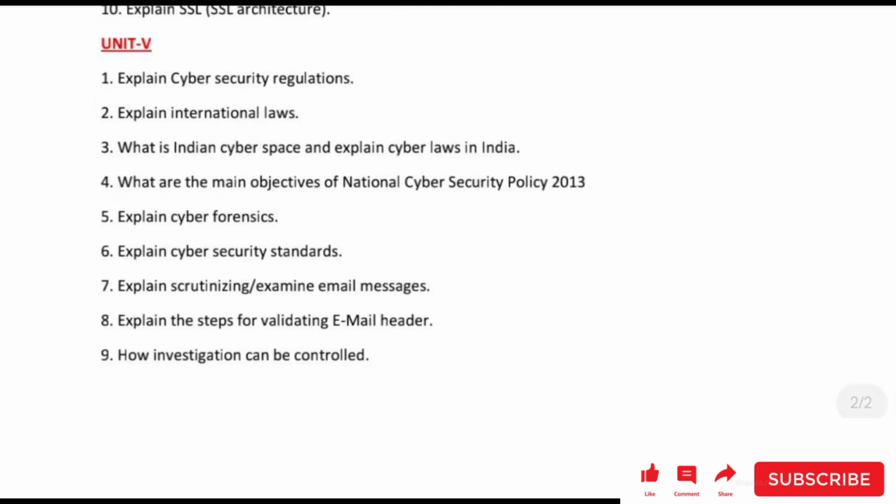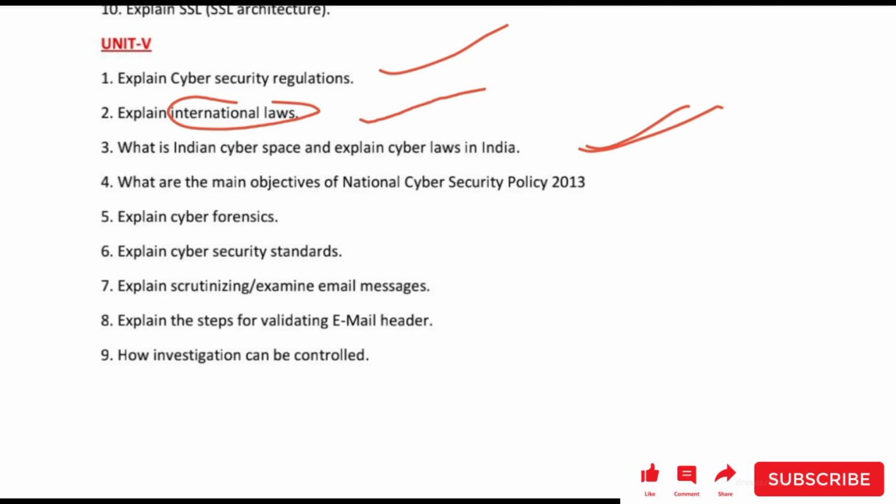And the next and last unit is unit 5, explain cyber security regulation. What are the rules and regulations that we follow in cyber security. And explain international laws that you need to follow. And what is Indian cyberspace, and explain cyber laws in India. See, it is international laws and Indian laws. Every country has its own rules and regulations for security on the web, so you need to learn that. And you will have a few laws that need to be known by you.